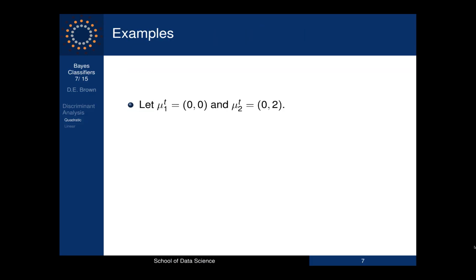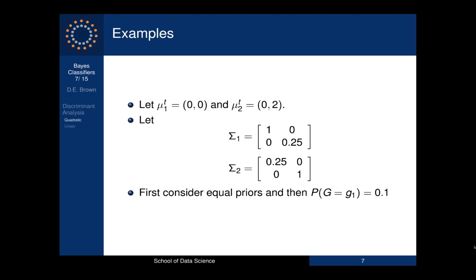So in this example, let's consider a case where we've got a mean vector for our first class at the origin, and for our second class slightly off the origin on the y-axis. And the variance-covariances are as shown. In the first class, we have a lot more variance around the first dimension, let's call it the x dimension, and in the second class, the variance is higher on the second dimension, or the y dimension, if you will.